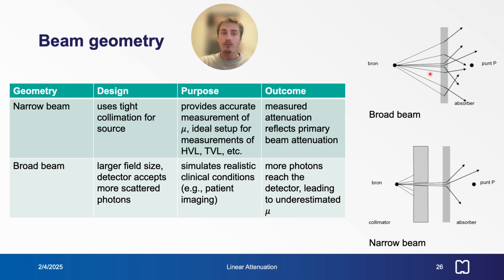So the measured attenuation reflects the primary beam attenuation, whereas in the broad beam geometry, with a larger field size, the detector accepts a lot more scattered photons. So this simulates realistic clinical conditions, such as imaging a patient, but more photons reach the detector, which are scattered, which leads to an underestimation of the linear attenuation coefficient.